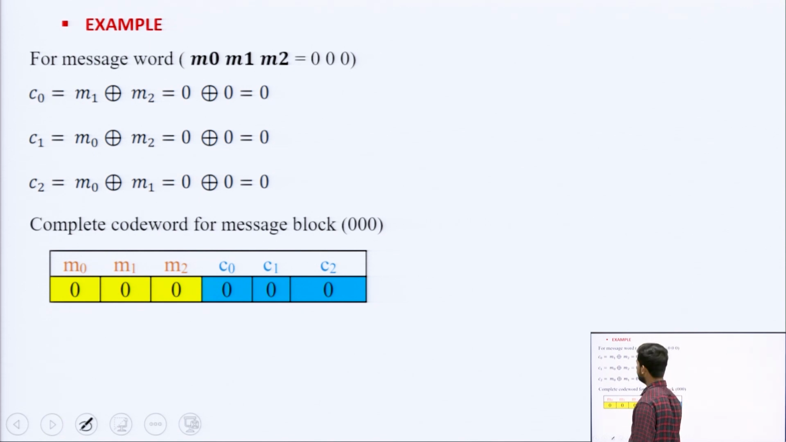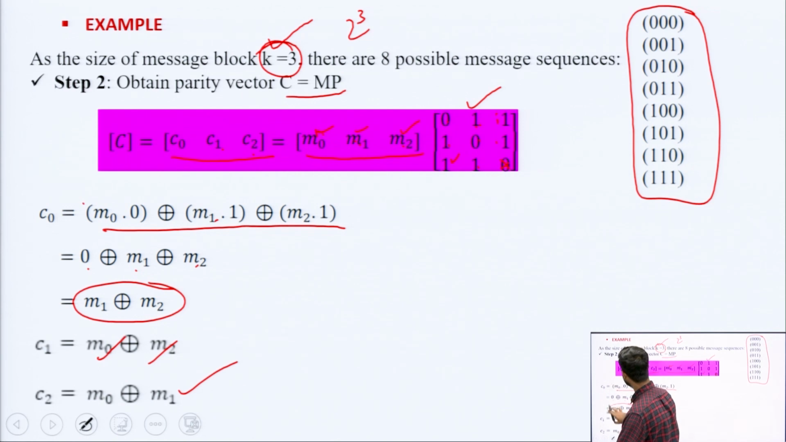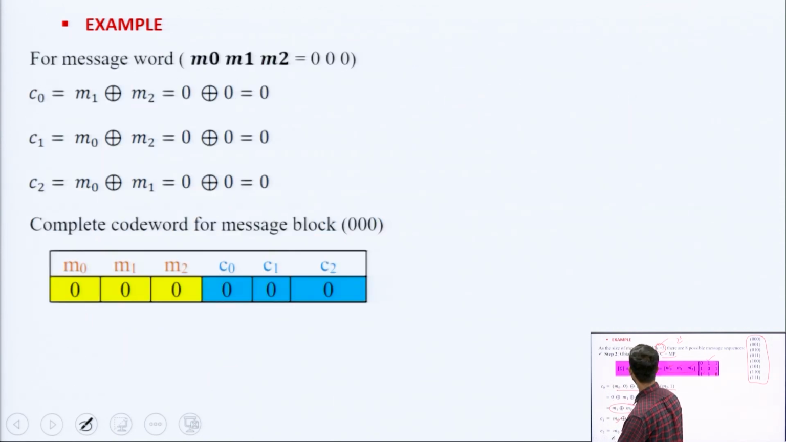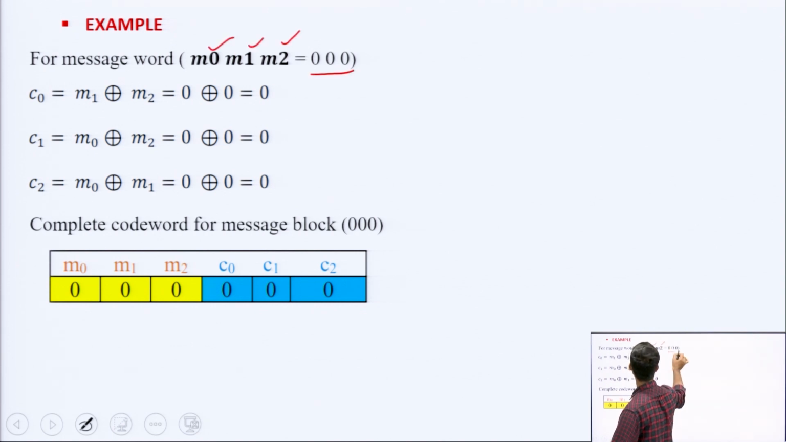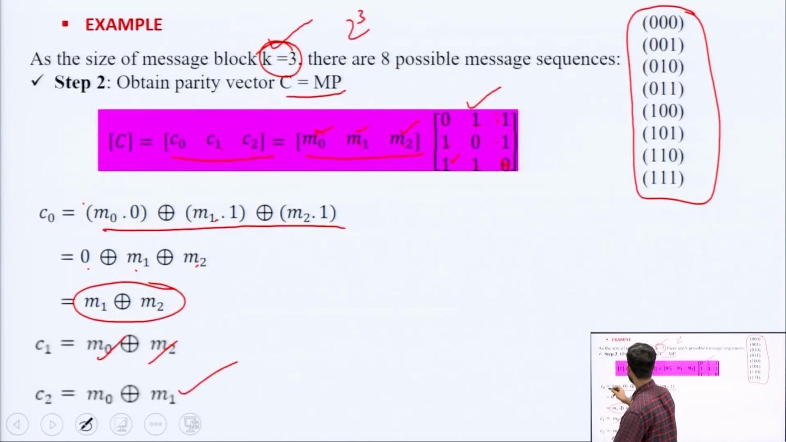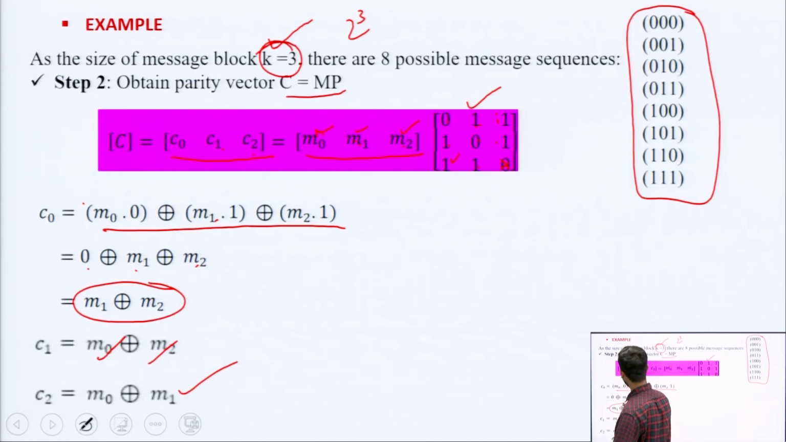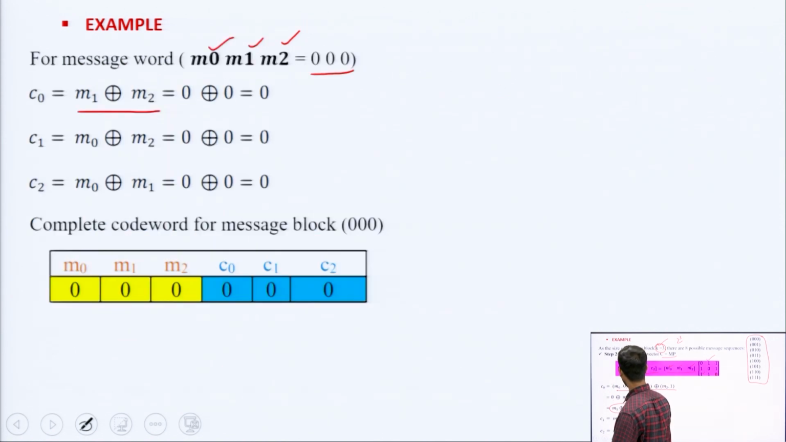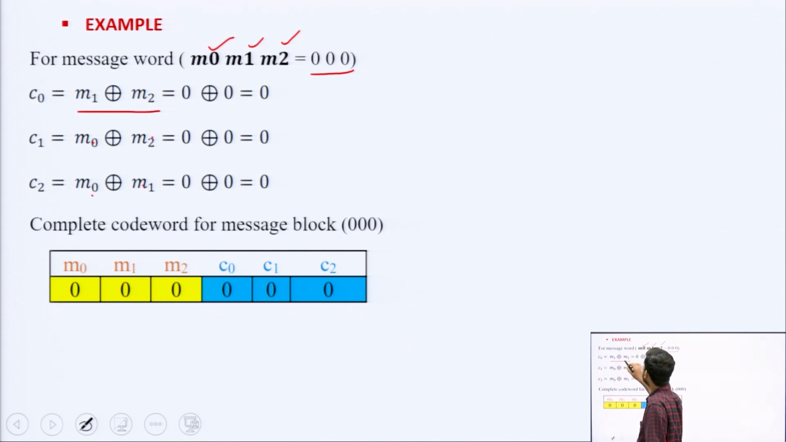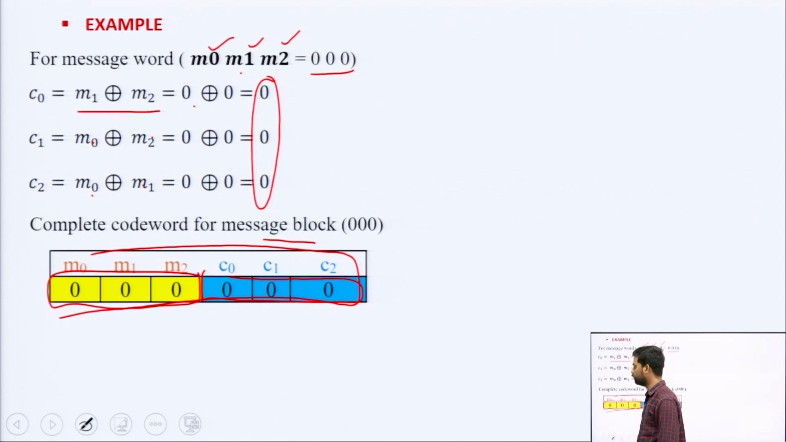Next, for the message words, we have C0, C1 and C2. If the message word is 000, what will be C0, C1 and C2? C0 is M1 XOR M2, C1 is M0 XOR M2, and C2 is M0 XOR M1. If M0, M1, M2 are all 0, then the exclusive OR gives 000. So the complete code word is the message bits 000 followed by the parity bits 000.